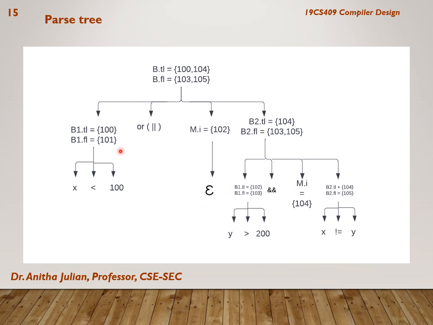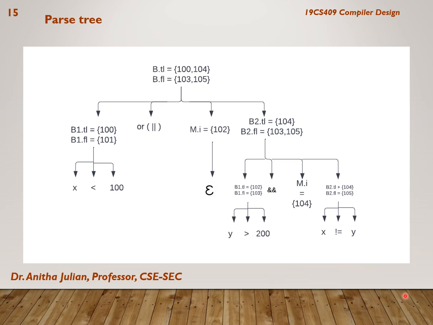Now we have come to the OR operation. When I come to the OR operation, the true list is the merge of B1 true list and B2 true list, so we are getting 100, 104. And the false list is equal to the false list of B2, so that is 103, 105. Okay, so this is how I am able to fill all the labels. Using the filled labels, I can directly write the missing values. So that is the understanding of going for the backpatching method.